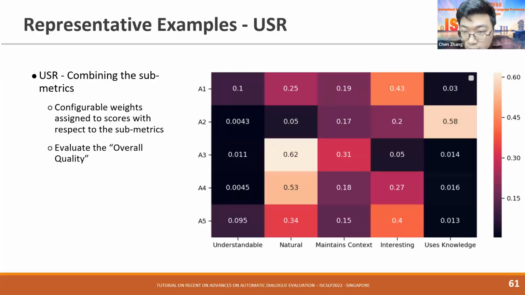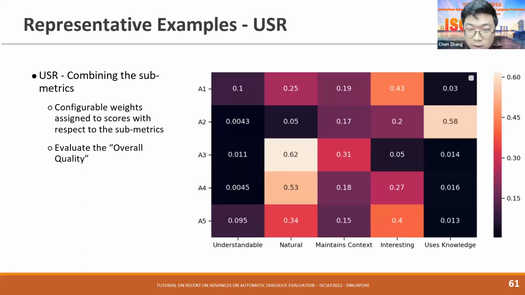So the contribution of the interestingness dimension should be greatest, but there are other humans who think differently. For example, annotator A4 thinks that the naturalness of the response should be more important. So we can see that humans actually have different perceptions of what contributes the most to the overall quality of the dialogue. So how do we combine the metrics given these different perceptions?